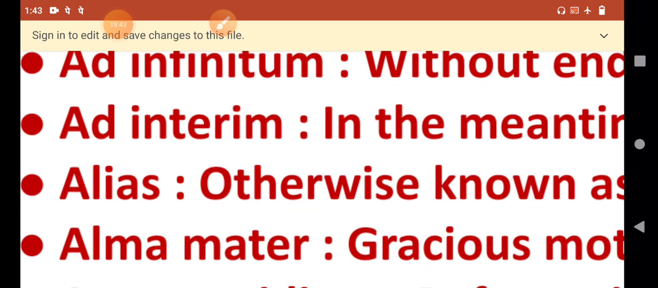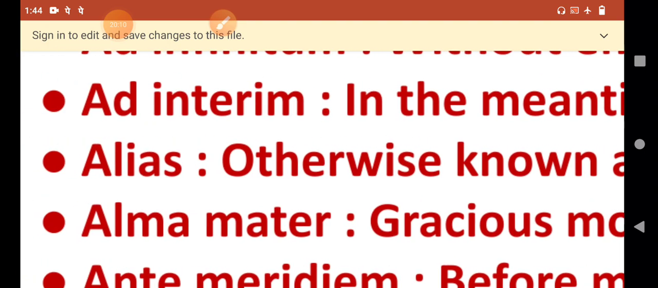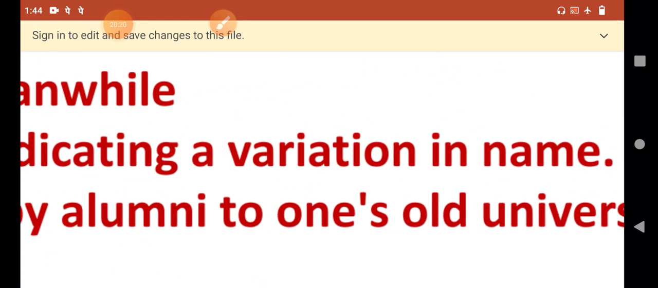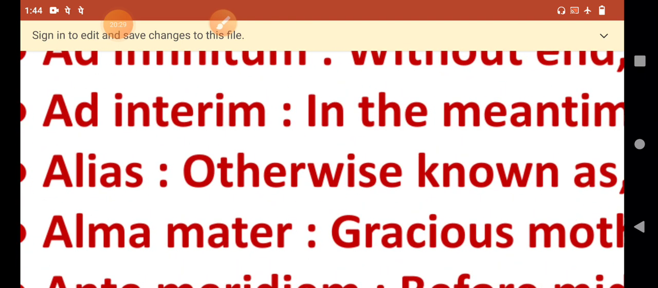And next most important idiom, we have seen this word in the daily newspapers also, alias. Alias means, generally most of the common people utter this word wrongly. Alias is a wrong pronunciation. Alias is the correct pronunciation according to Oxford Dictionary. Otherwise known as, generally indicating a variation in the name. Alias means a false or assumed identity. That means a false name, especially used by criminals, by unknown persons who are not known to the society.